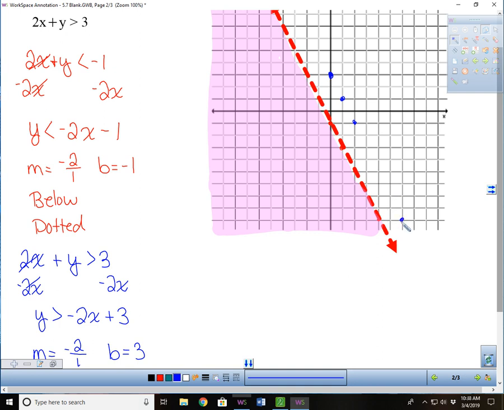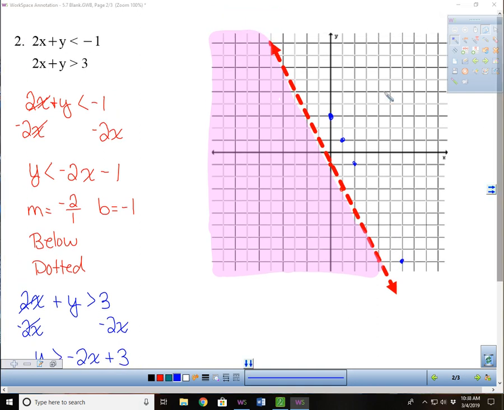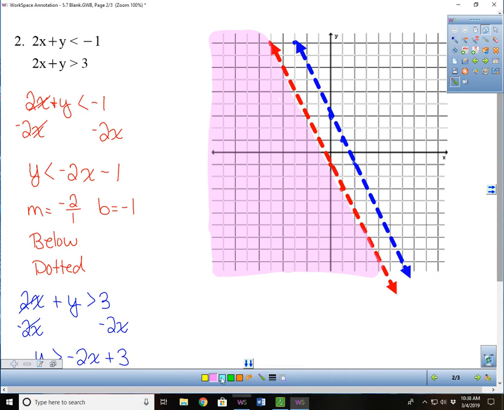I don't know if you guys have noticed this or not, but these two lines are parallel. All right, so we've got another dotted line. Remember, make sure you extend all the way across your graph. And then you're going to be shading above.